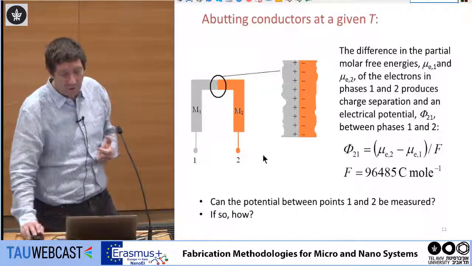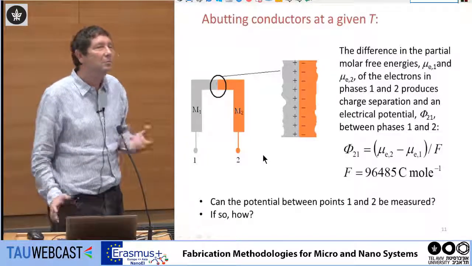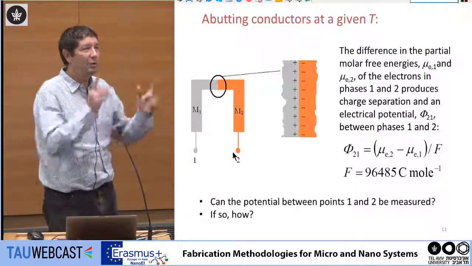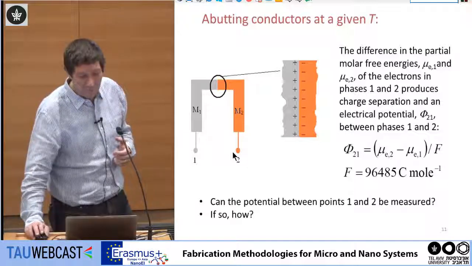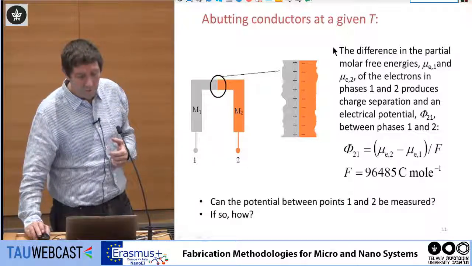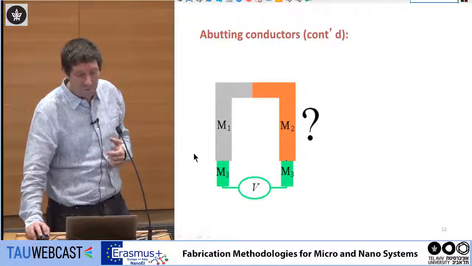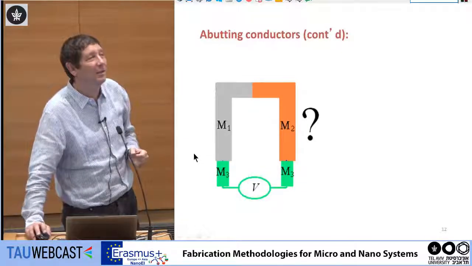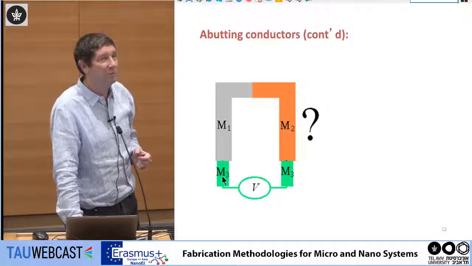So can the potential between points 1 and 2 be measured? How can I measure the potential between 1 and 2? You tell me, oh, you can put a voltmeter. No, you cannot put a voltmeter. Because if you put a voltmeter here, okay, the voltmeter is made of another metal. Let's call it M3. So let's calculate what the voltmeter will measure.